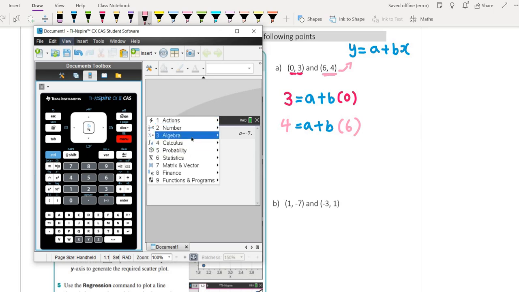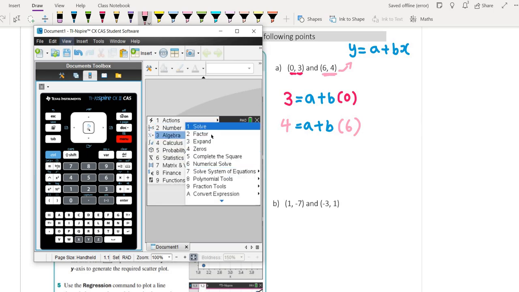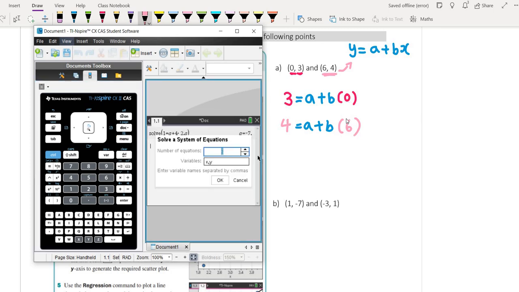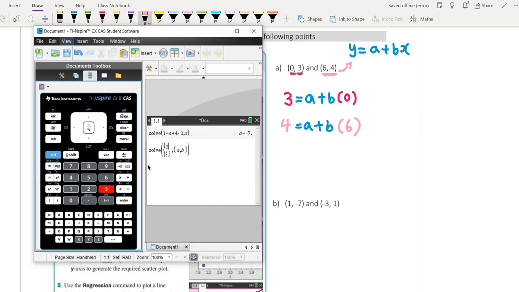So if you go into menu algebra, instead of going solve, if you go down to solve system of equations, and we go there because we right now have 2 equations. So number of equations, we have 2. Variables that we have are a and b currently. So instead of x and y there, we're just going to write a comma b. Then if you press enter, it does all this for you. And all we have to do now is to write these equations.